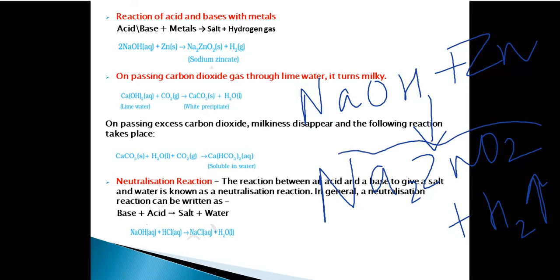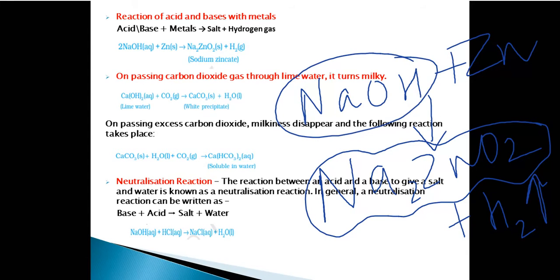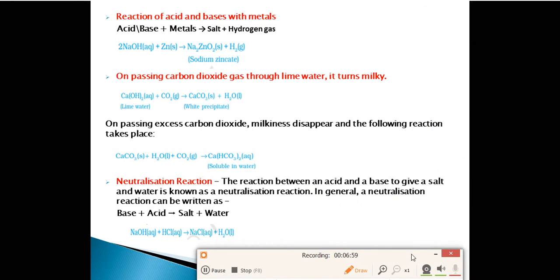What is the name of this compound Na2ZnO2? It is called sodium zincate and it is a salt. So whenever a base reacts with a metal, we will get a salt and hydrogen gas will be liberated. I have provided this reaction over there also. 2NaOH plus Zn gives Na2ZnO2 plus H2, and this reaction is important from your exam point of view. So practice this reaction. When sodium hydroxide reacts with zinc, sodium zincate, Na2ZnO2, will be formed. Along with that hydrogen gas will be liberated, because in this reaction a base is reacting with a metal.